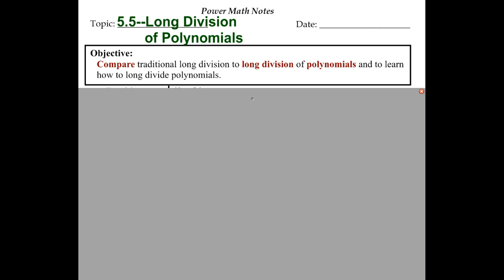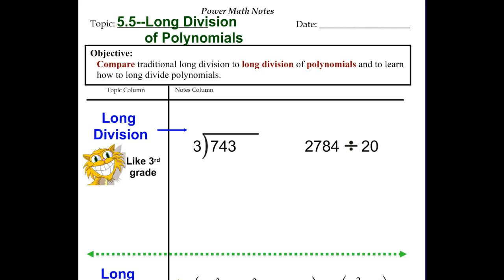So we have to go back to, what, 3rd or 4th grade, when you guys learned how to long divide. Remember, when you long divide, you have to look at each piece. If I'm dividing 743 by 3, how many 3's can I put into 7? Well, I can put 2 of those in there. So 3 times 2 is 6. Subtract that from there, we get 1.